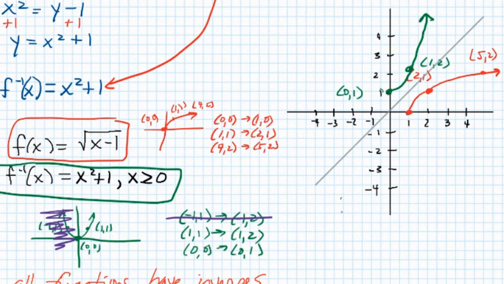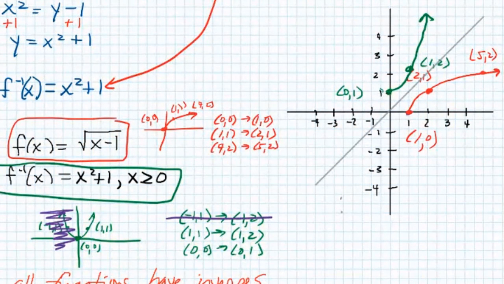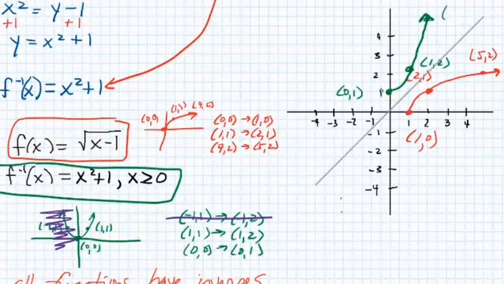It also is interesting to observe that if you look at any pair of coordinates on one of the graphs, the switched pair is on the other graph. So the green graph goes through (0, 1), the red graph goes through (1, 0). The green graph goes through (1, 2), the red graph goes through (2, 1). And in fact, I don't have it labeled, but since the red graph goes through (5, 2), that must mean that the green graph goes through (2, 5).